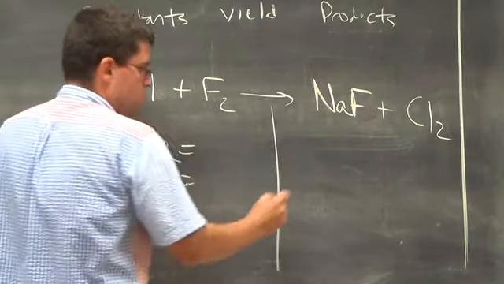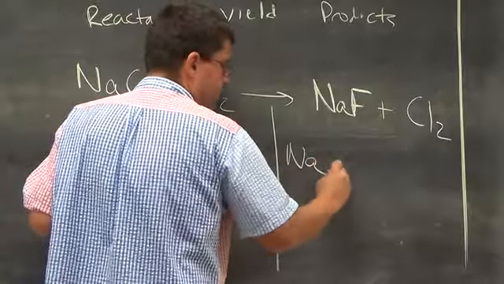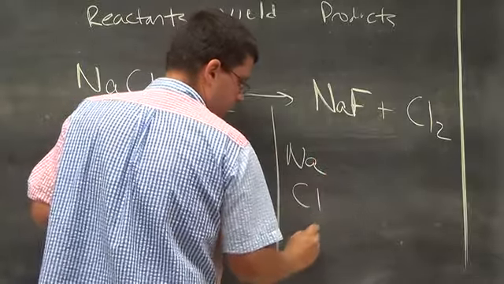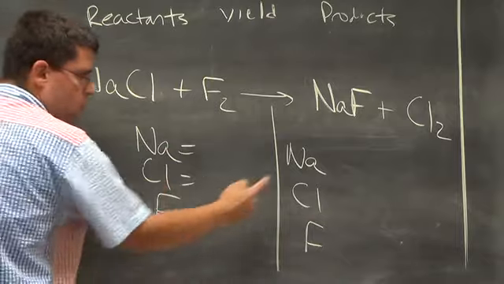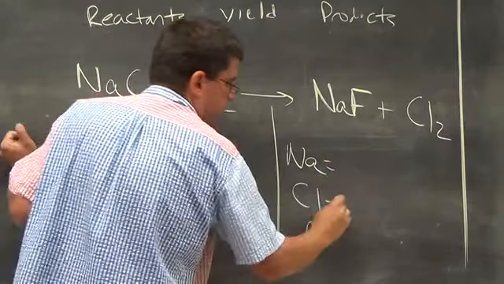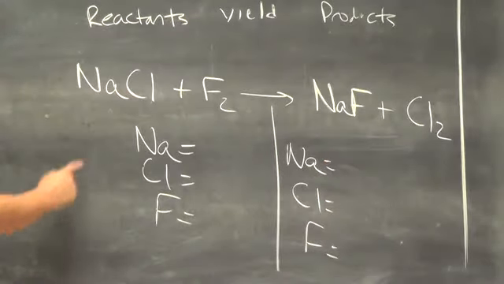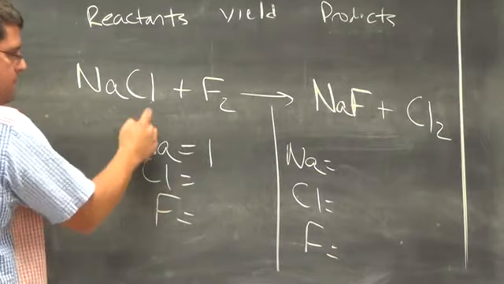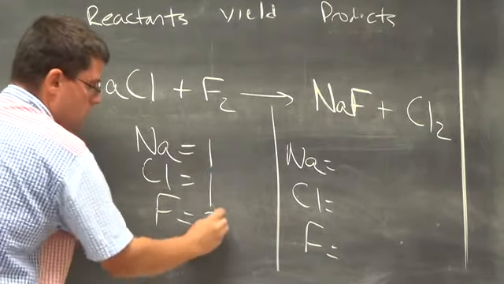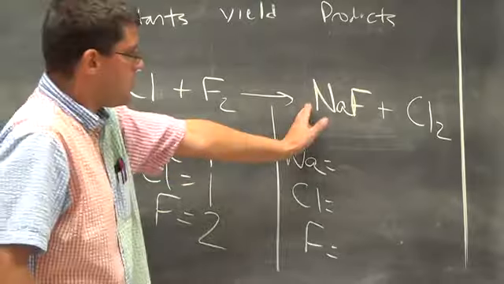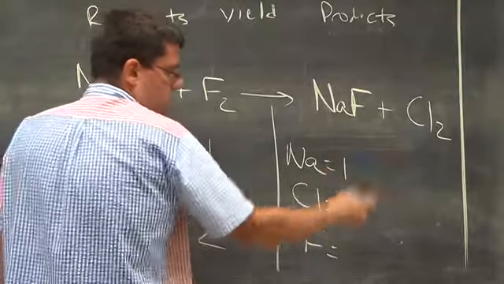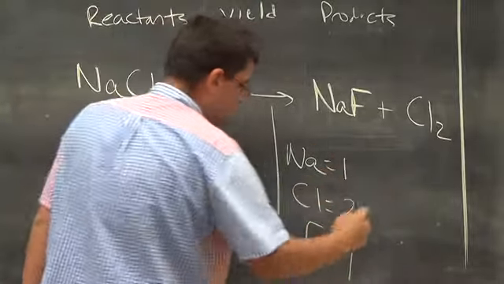Again, same order. Whatever you have over on this side, you got to have in some form over here. NaClF. Keep the same order, okay? Please, keep yourselves organized. Now count. 1 Na, 1 sodium, 1 chlorine, 2 fluorines. Over here, 1 sodium, 1 fluorine, 2 chlorines.